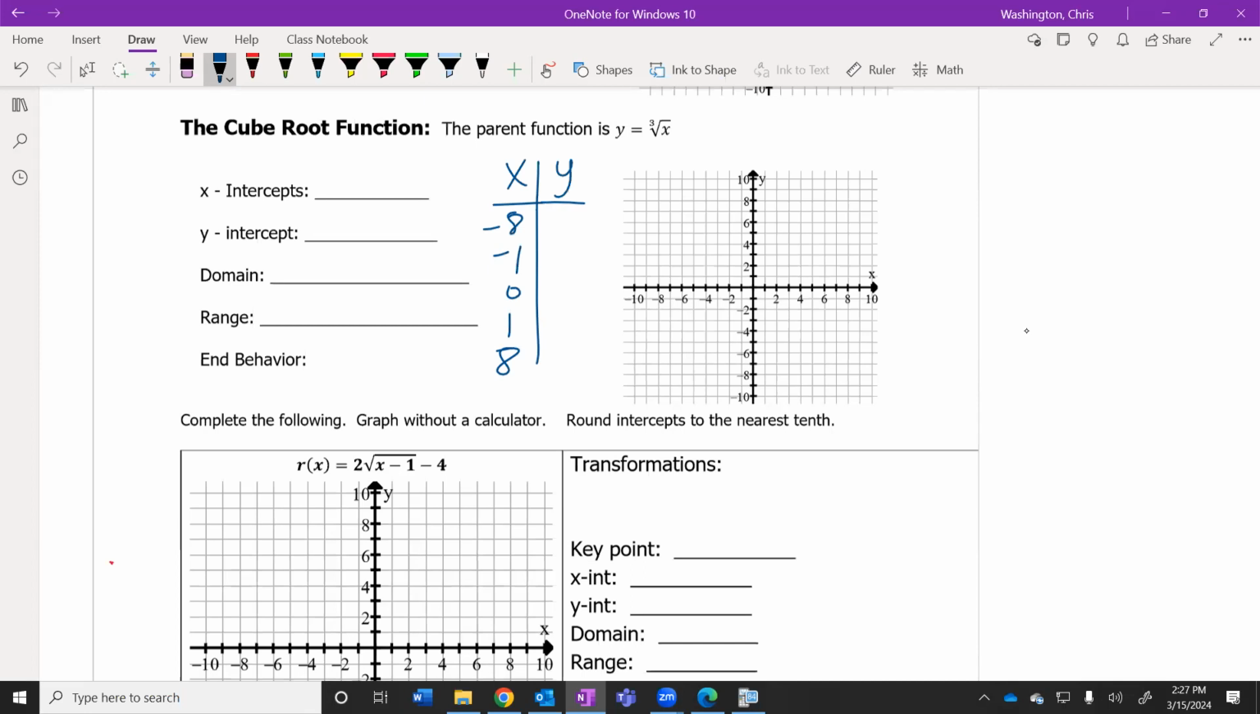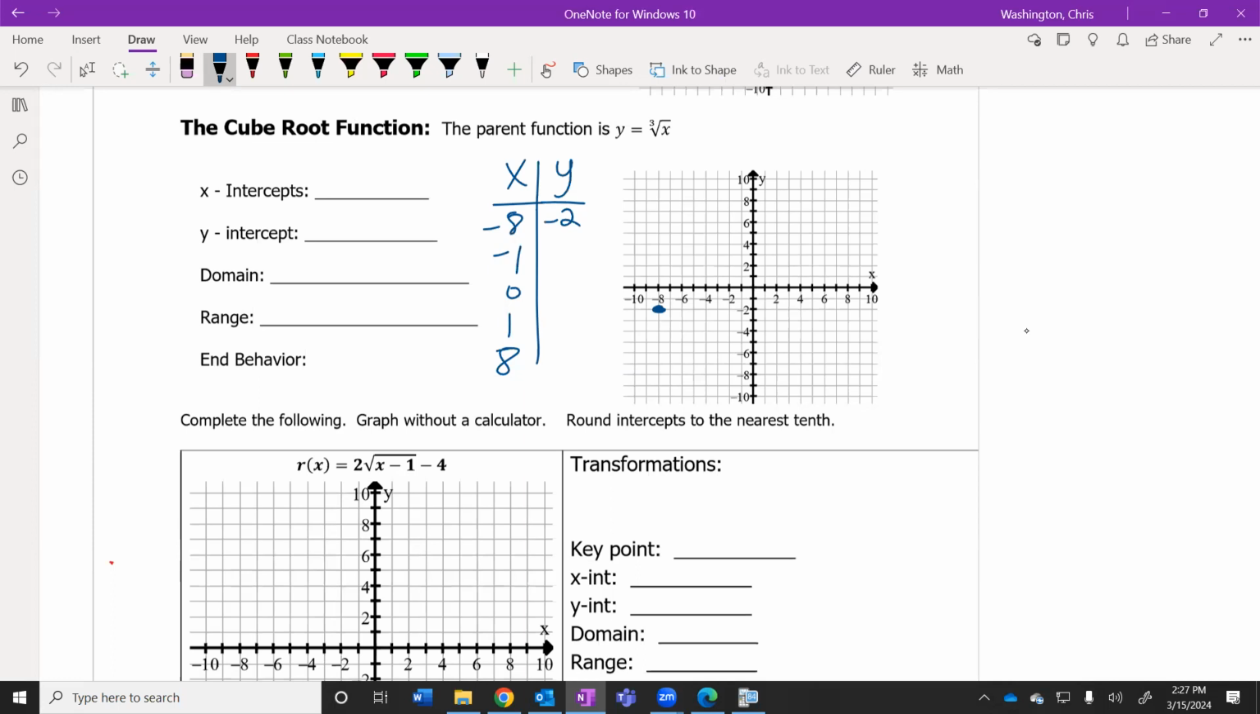The cube root of -8 is -2. What can we multiply by itself 3 times to get -8? That number would be -2. -2 times -2 is 4. 4 times -2 is -8.